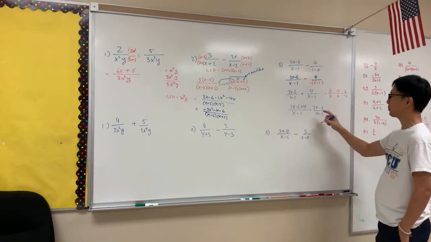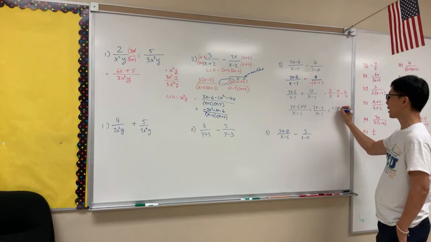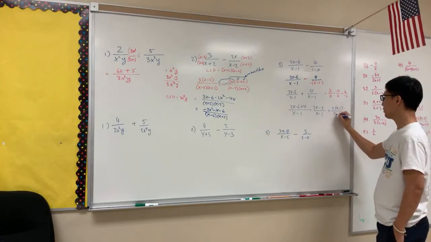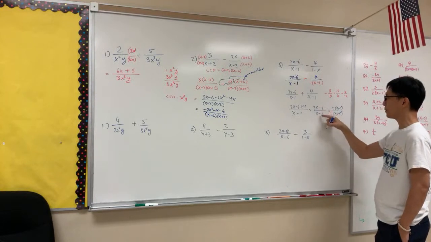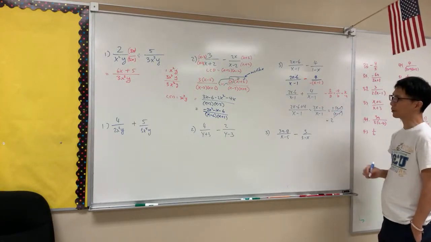That's not simplified all the way because there's a GCF here: 2 times x minus 1 over x minus 1. Now this one can simplify down to 2. Remember, you cannot simplify here, but you can simplify after you factor out the GCF.